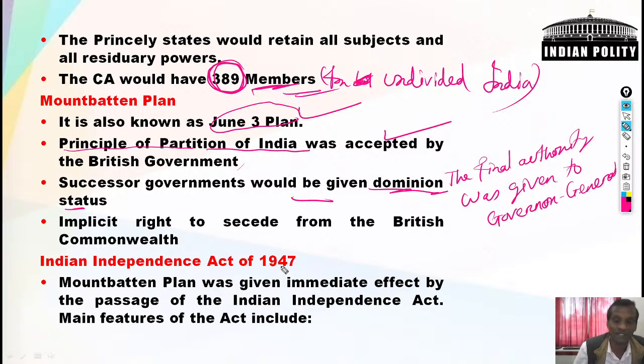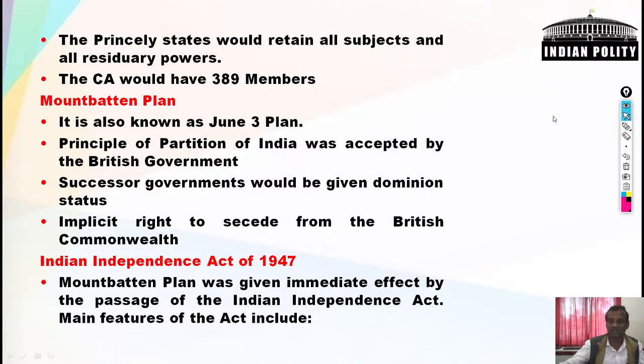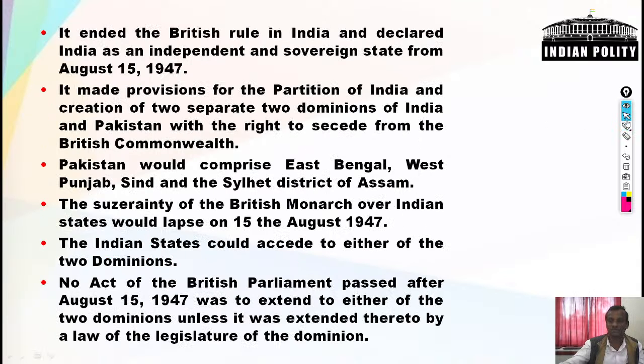The last act of British India, the Act of 1947, the ultimate or last act enacted by the British Parliament for India was the Indian Independence Act. Okay, so that is the thing, the Indian Independence Act. The Mountbatten Plan was given immediate effect by the Indian Independence Act. Now we shall see the features of the Act. It ended British rule in India. It made provisions for partition of India and others.